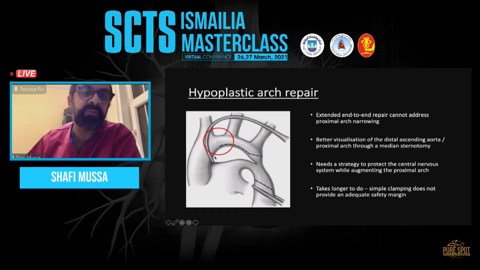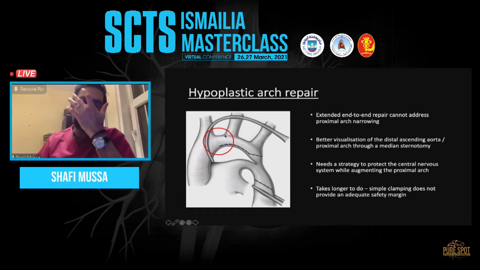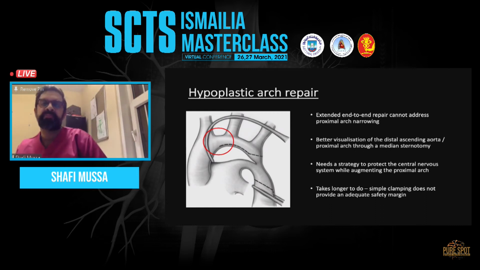by the red circle here. So if the aortic arch is narrowed between the brachiocephalic trunk and the left common carotid artery, then this area cannot be augmented just by a simple extended end-to-end anastomosis.